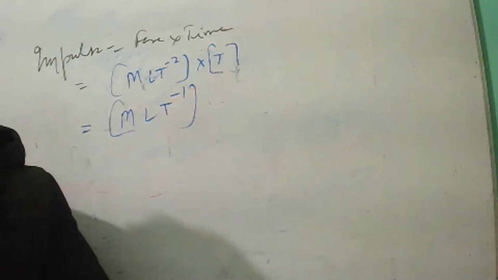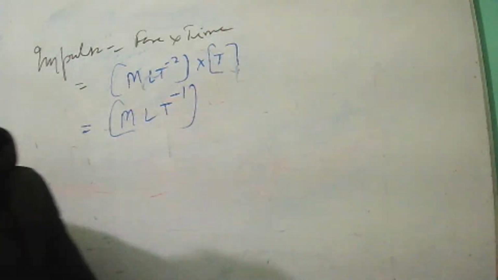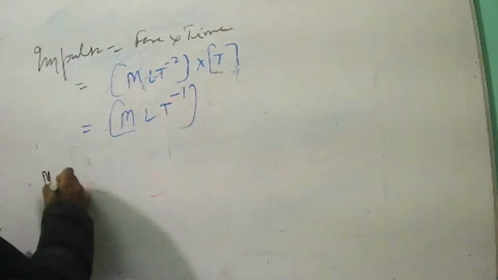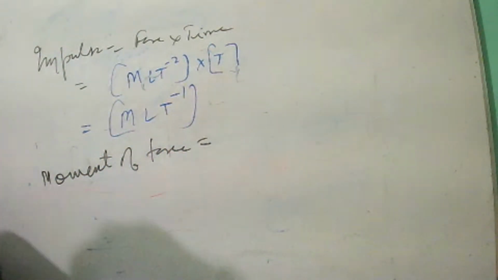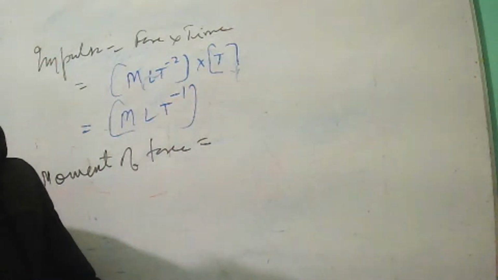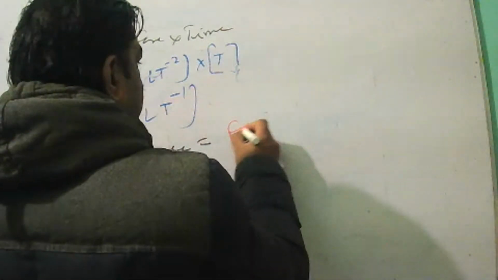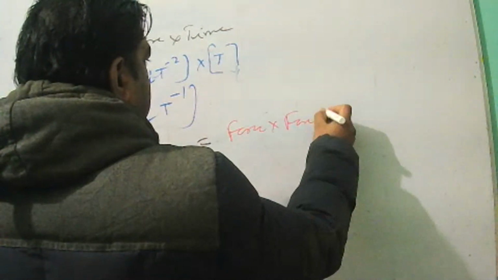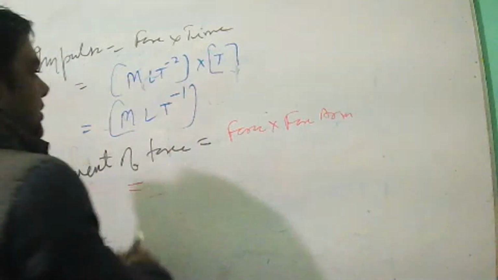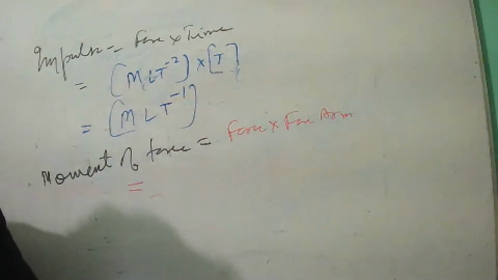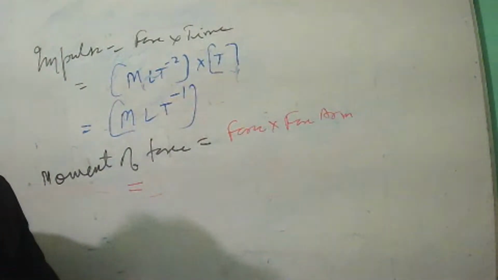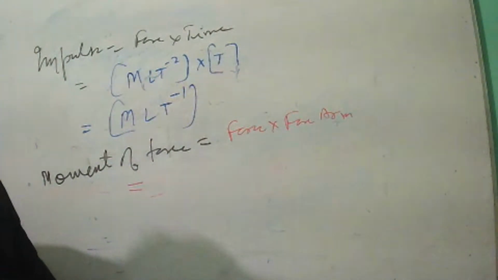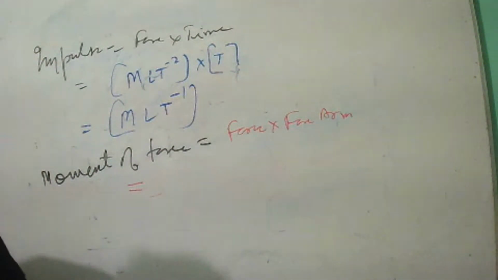After impulse, you have moment of force. Moment of force is equal to force multiplied by force arm. This is your moment of force. Force into force arm is called moment. This kind of force comes into existence when any object goes in circular motion. So then moment of force comes. In this condition, force into force arm.